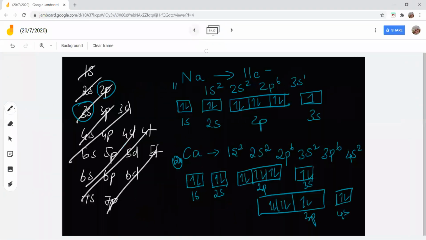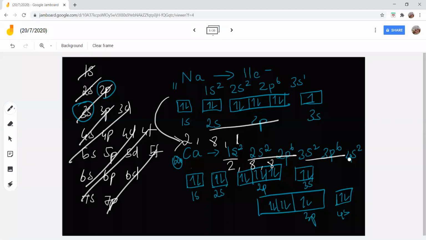That's all. Similarly for sodium it will be first energy level 2 electrons, second energy level 8 electrons, and third energy level 1. So you have got the electronic configuration of sodium. Similarly for calcium, first energy level I have 2 electrons, second energy level I have 8 electrons, third energy level I have 8 electrons, and in the fourth energy level I have 2 electrons. So the electronic configuration is 2, 8, 8, 2.